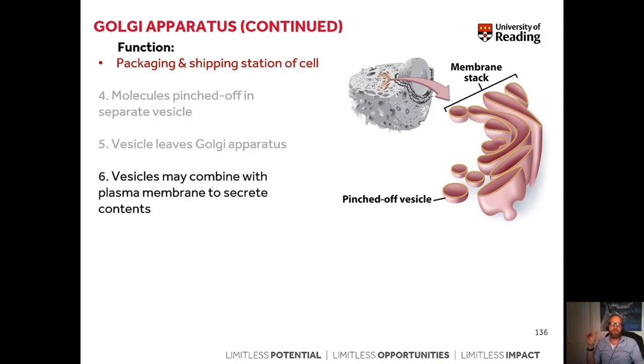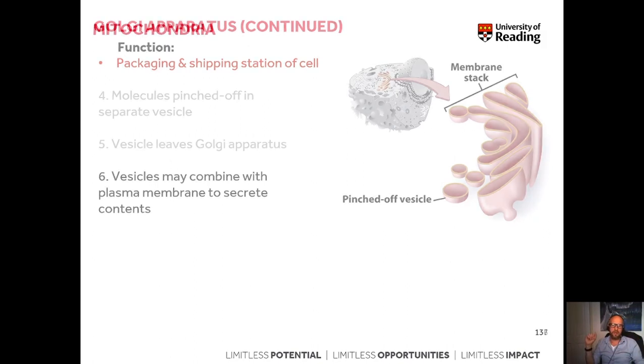Afterwards, those vesicles may combine with the plasma membrane to secrete contents, and this is actually a very, very important mechanism of cellular communication. Our cells do communicate, they talk to each other, and this happens mainly via molecules secreted in this way.